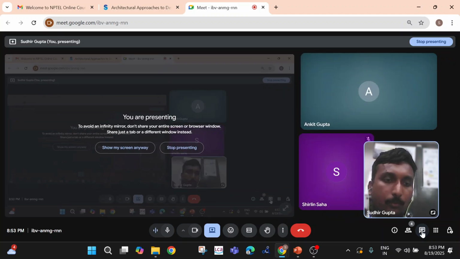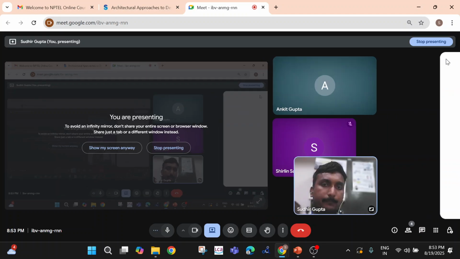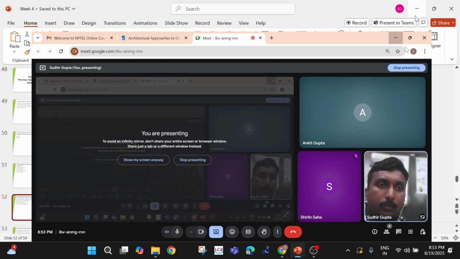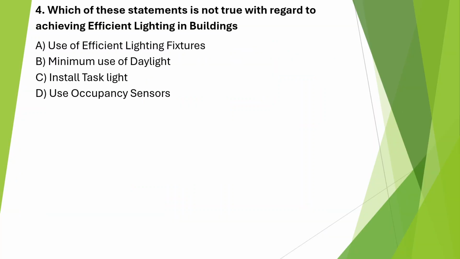4B is opted by Celine first, then Ankit, and most of you are going for option B, that is minimizing the use of daylight. Minimizing daylight utilization is not the true way for achieving efficient lighting in buildings. So whoever has marked option B, they are absolutely correct. So with this, let's move to question number 5.